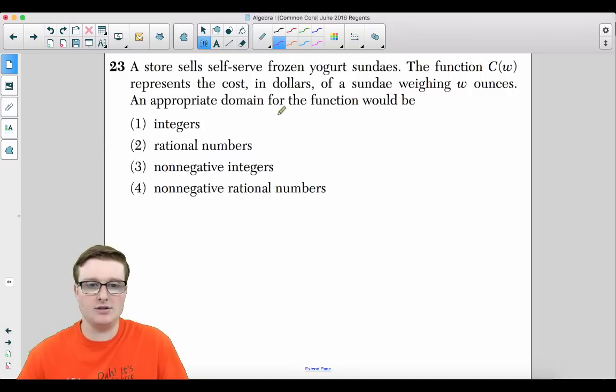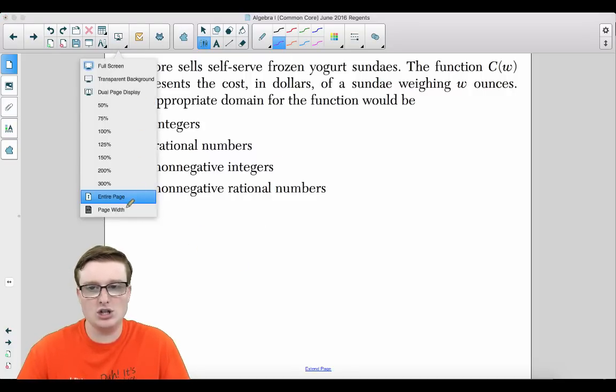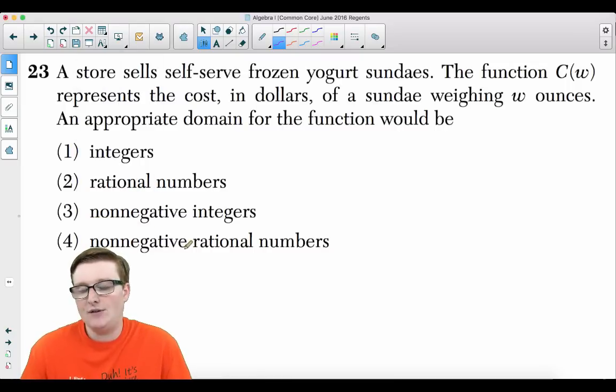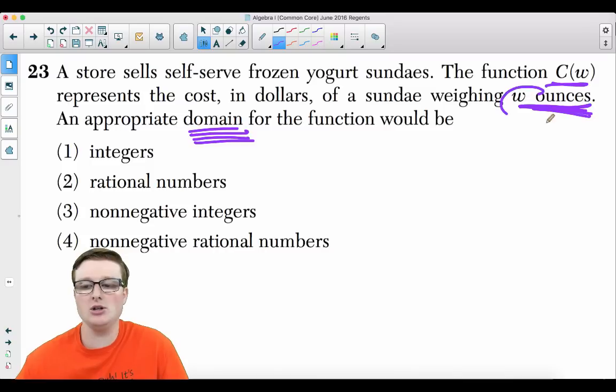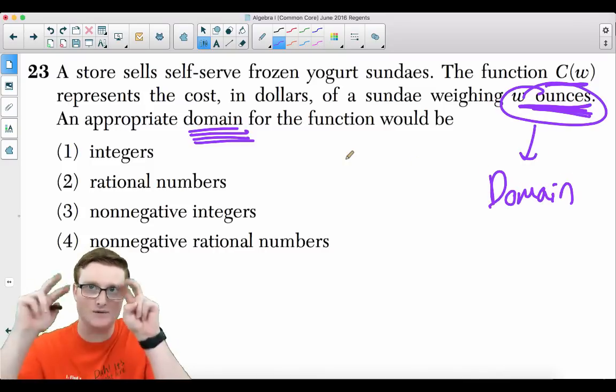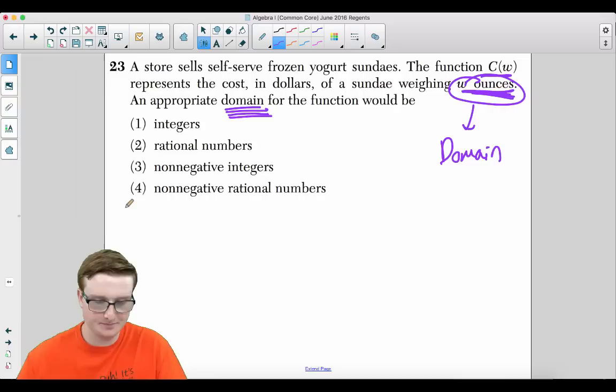All right, moving on to 23. A store sells self-serve frozen yogurt sundaes. The function C of W represents the cost in dollars of a sundae weighing W ounces. An appropriate domain for the function would be what? So this represents W ounces. So W ounces is your domain. It's really your x values, but in this case it's W.